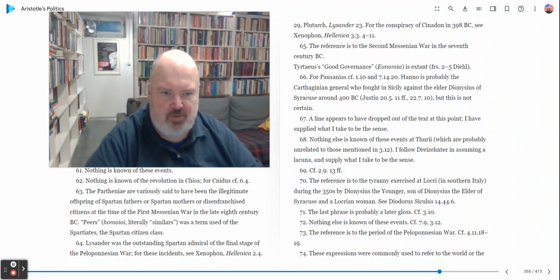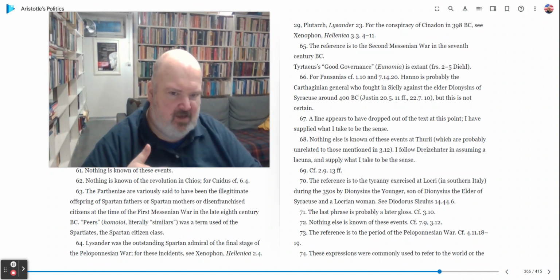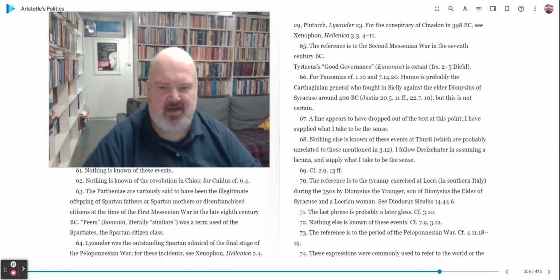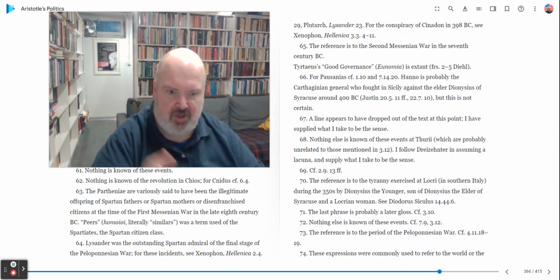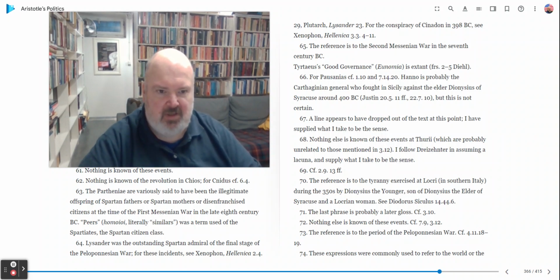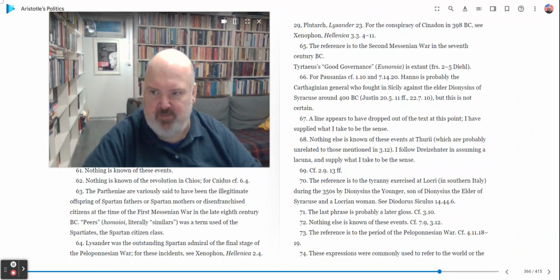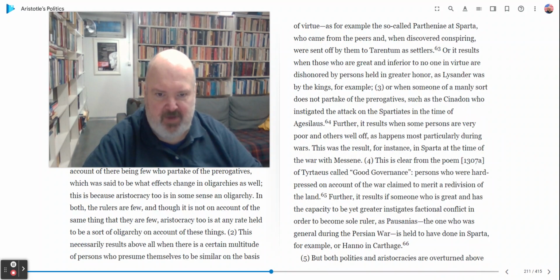Now, the reference to the Second Messenian War is in the seventh century. Tyrtaeus' Eunomia, good government, is extant in fragments. Eunomia, good governance, well-lawfulness. Nomia means law, but good law, good ruling. It says good governance, and so why is that note here? I read 65. I'm ahead, I think. Yeah, I jumped ahead.